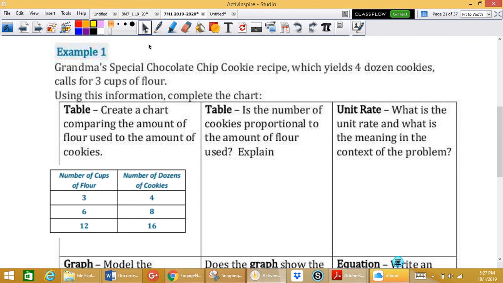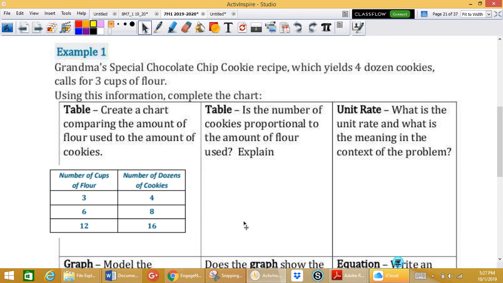Grandma's special chocolate chip cookie recipe, which yields 4 dozen cookies, calls for 3 cups of flour. Create a chart comparing the amount of flour used to the amount of cookies. So here's the number of cookies and here's the flour. So if we have 3 cups of flour, we get 4 dozen cookies. So 6 and 8, 12 and 16.